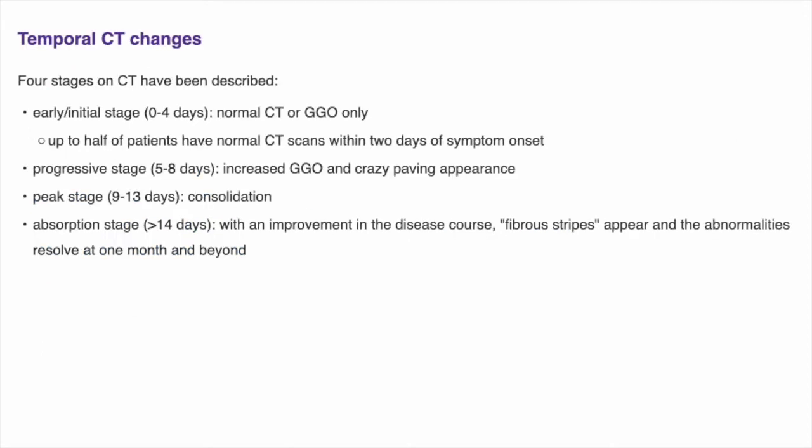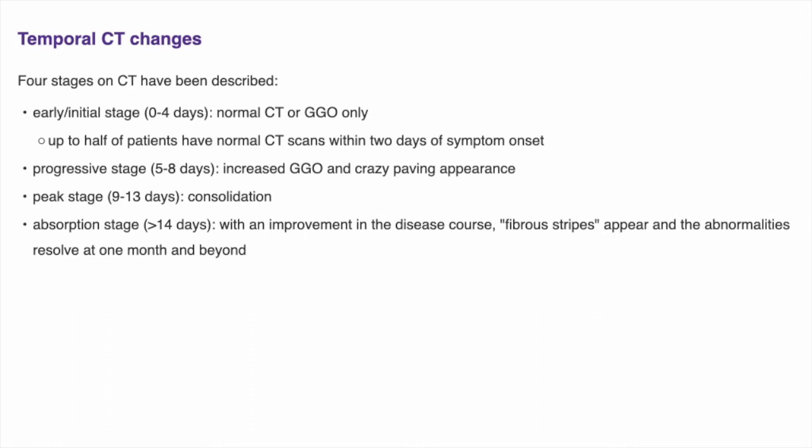In the CT scan, we have 4 stages of the disease. The first stage is the early stage. It is between 0 to 4 days, which can be a normal CT scan, or a ground glass opacity only. We have the progressive stage, from 5 to 8 days, with increased ground glass opacity and crazy paving appearance. We have the peak stage, which is 9 to 13 days, in which we have frank consolidation.